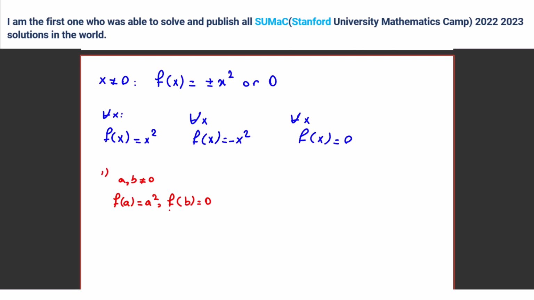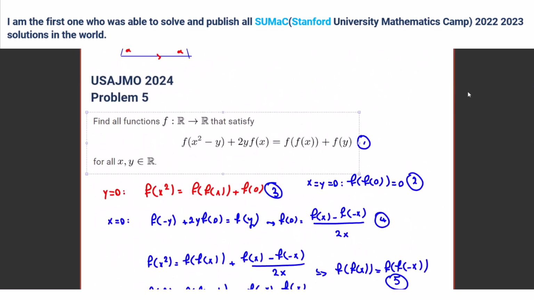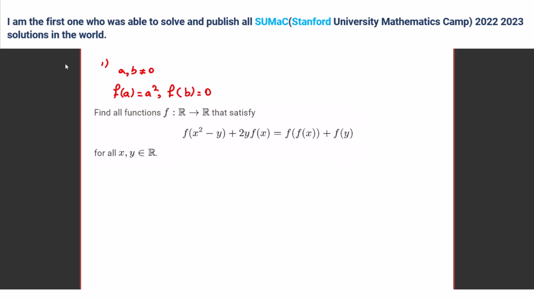I'll try. Okay, sure. For case 1, let's copy this and paste it here. So, for example, we can say f of a squared minus b. Let's consider x equal to 0. So we can say f of b squared minus a. Then this one is 0. This 0 is equal to what? f of a, which is a squared.